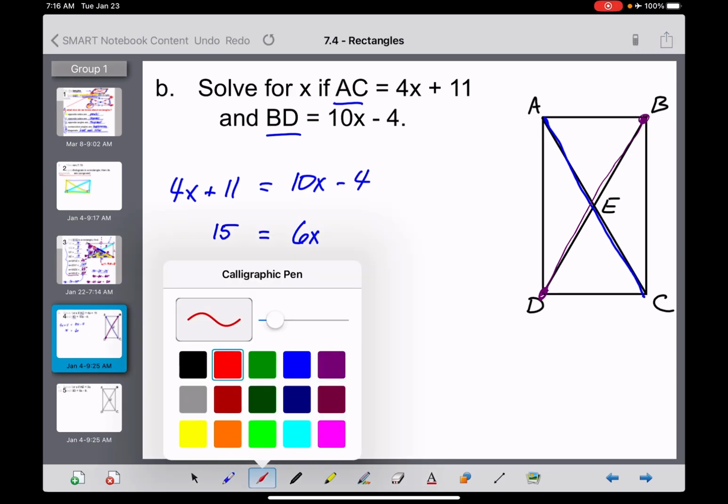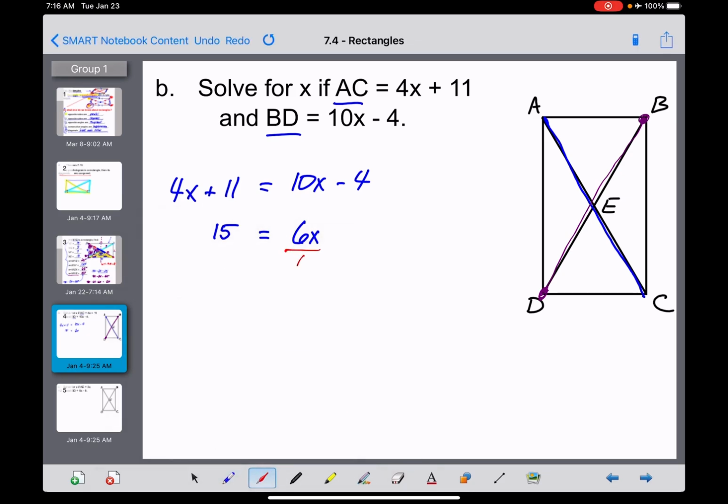I was kind of mean to you guys, but I thought, you know what? I should probably start giving them more problems like this. The 6's cancel, of course, and we end up with x equals, but 15 doesn't divide evenly by 6. When you type that into your calculator, you're going to end up with a decimal, which I know really scares some people, but it's not a bad decimal. X is equal to 2.5.